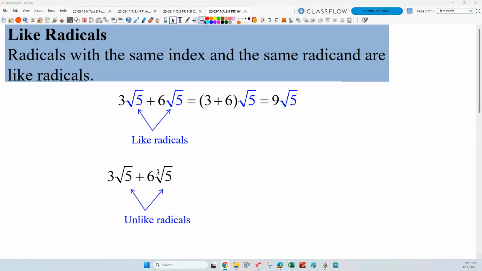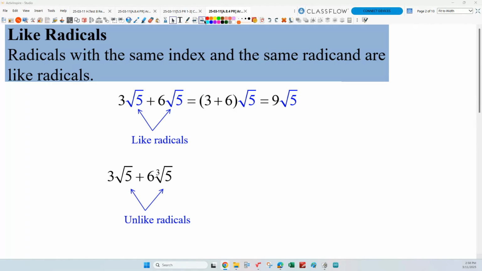So in this case, these are like radicals, and so I can add them up. 3 of those square roots of 5 plus 6 more of those square roots of 5 is 9 of those square roots of 5, right? If you wanted to show an algebraic step, you could factor out, you could undistribute a square root of 5 and combine, add the 3 and the 6, right? But you don't have to think of it that way. Just think of it as if the radicals are like terms, then I'm adding up the numbers of those things, right?